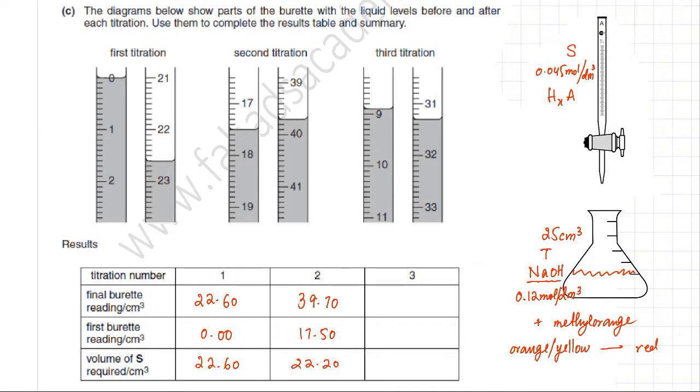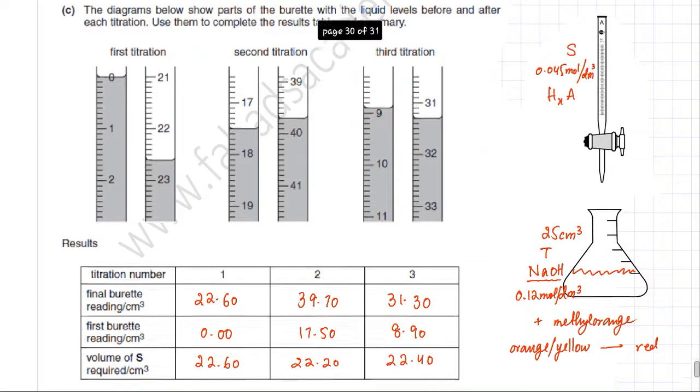And now moving to the third titration, the initial burette reading is 8.90 cm cube. That's your initial. And your final burette reading gives you a value of 31.30 cm cube. And taking the difference, the volume of S added in the third titration is going to be 22.40 cm cube. So I've done 3 titrations and I got 3 separate volumes of S that are being added in the 3 separate experiments when I've repeated the experiments.